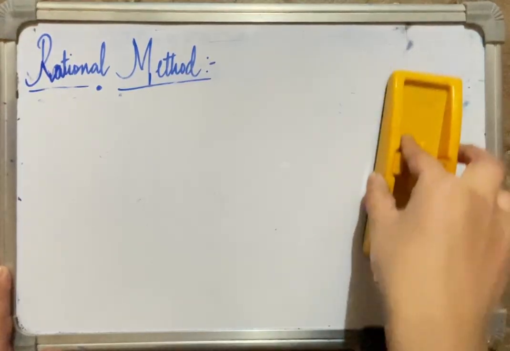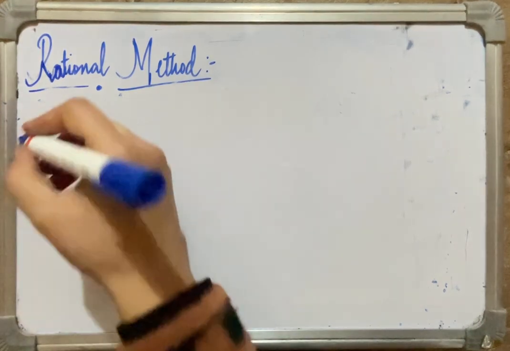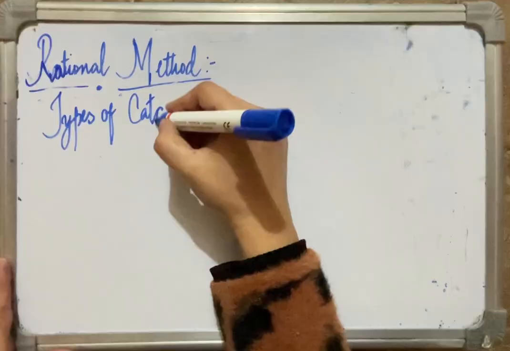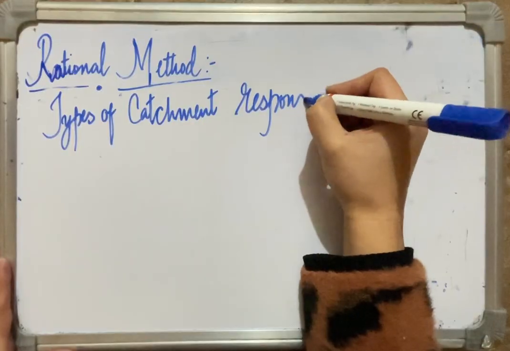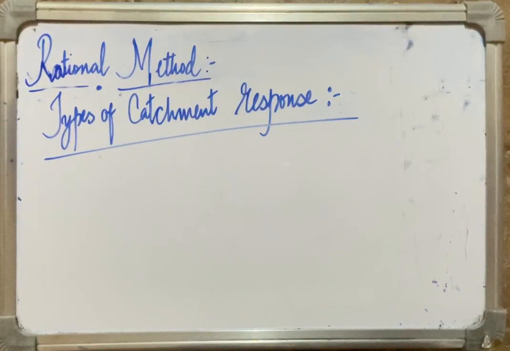Then we'll study about the response of catchments, catchment response. We have certain types of catchment response with regard to the rainfall occurring in that catchment. Let us study about them now. Types of catchment response to the rainfall happening in that particular catchment.